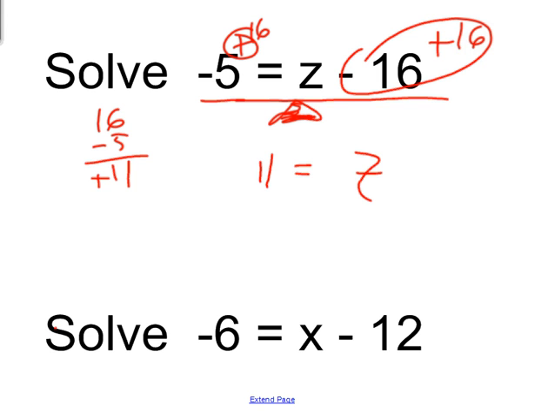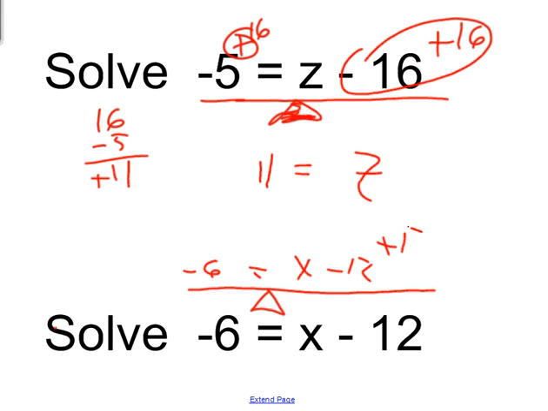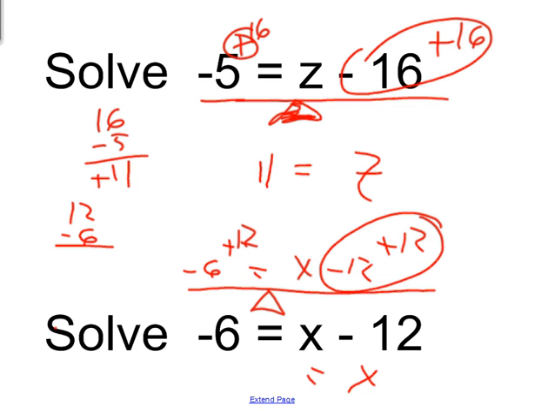Working on this bottom one, I can see it's very similar. I still have the teeter-totter, right? And I say negative 6 is equal to x minus 12. To keep things in balance, I'm going to add 12, but I'm going to do it to both sides. These cancel each other out. They're additive inverses of each other, so I can say x then is equal to negative 6 plus 12. 12 minus 6 is 6, and I take the sign of the larger one, which is positive, so I would get positive 6.